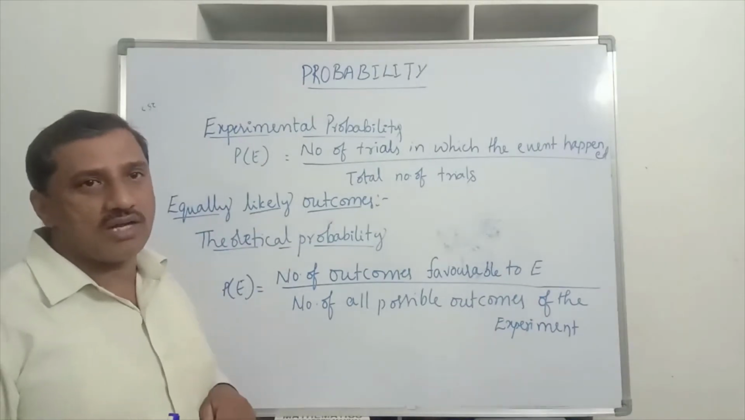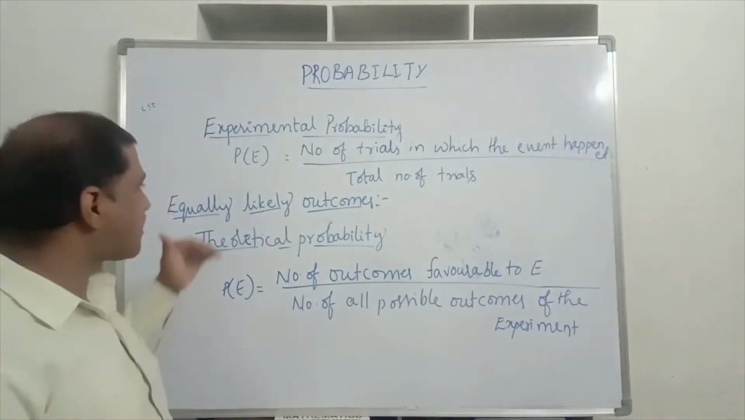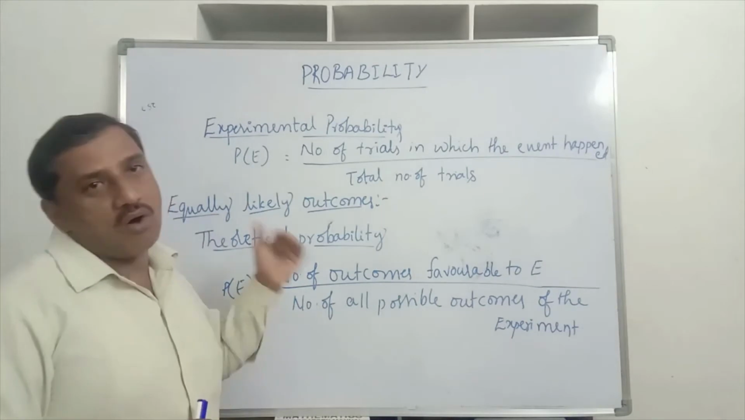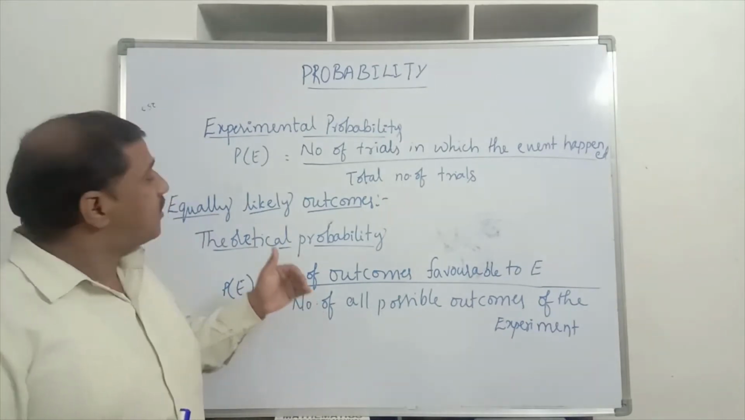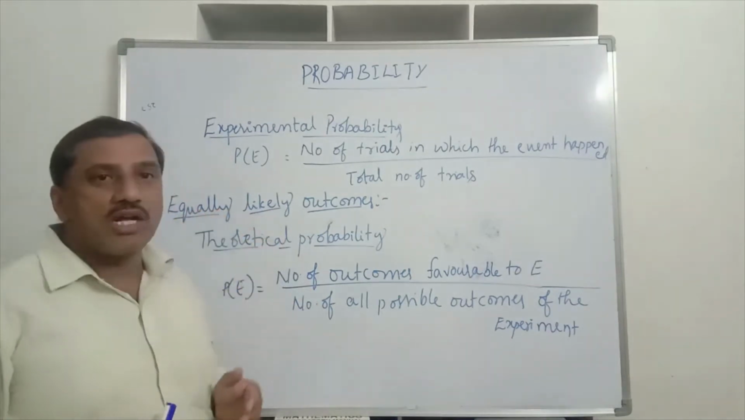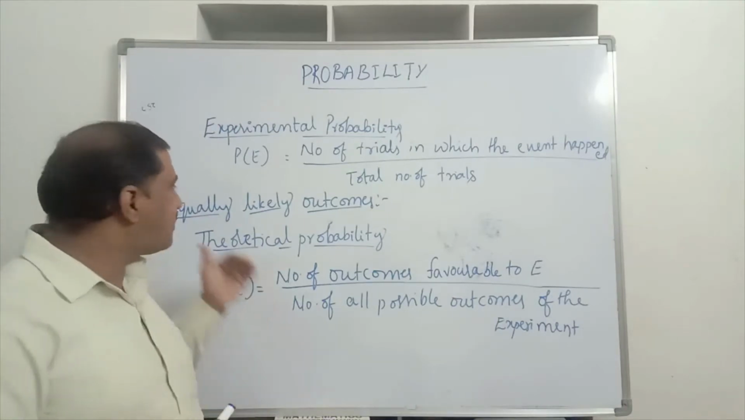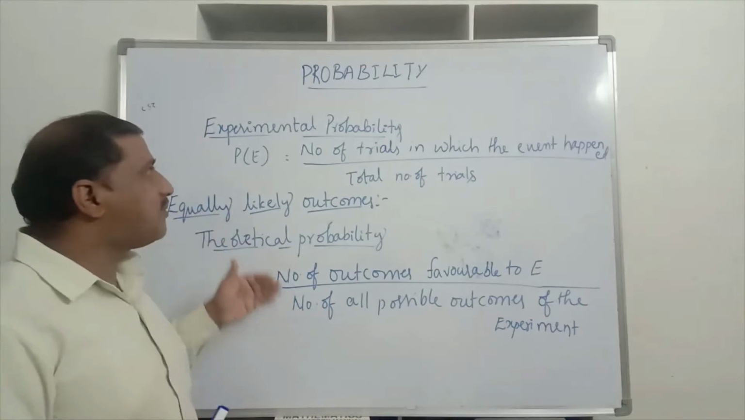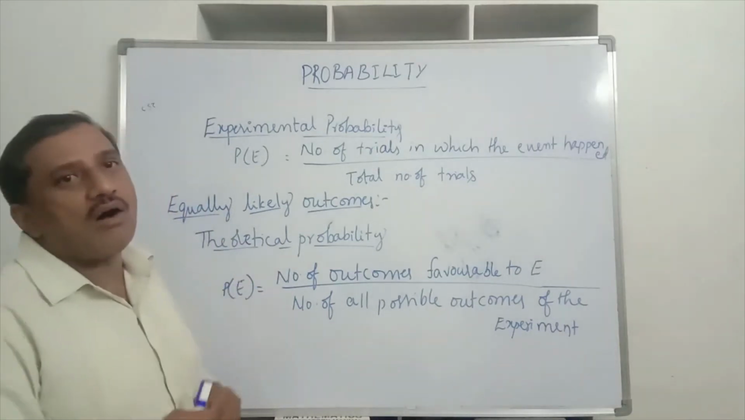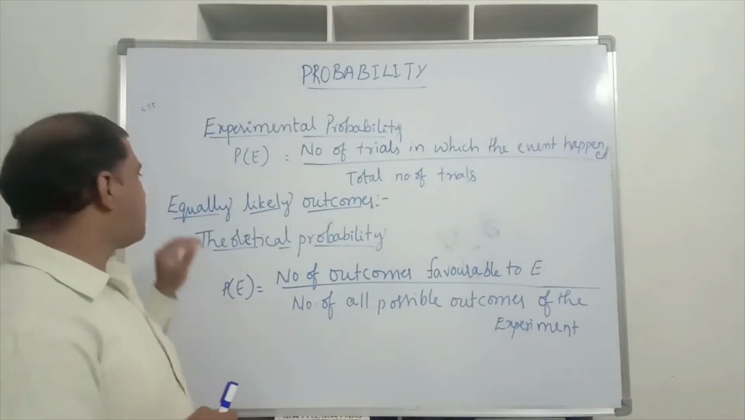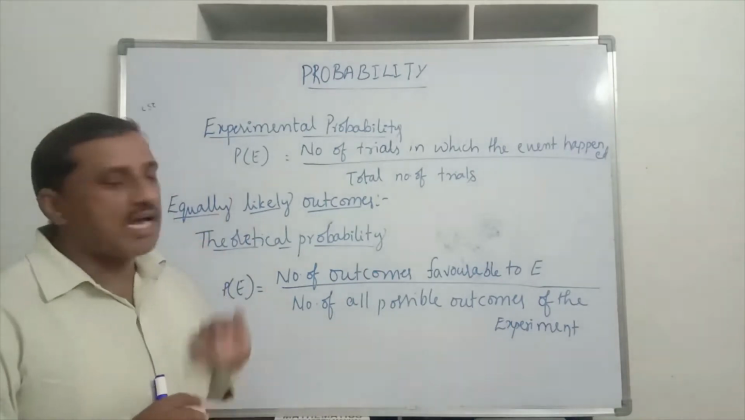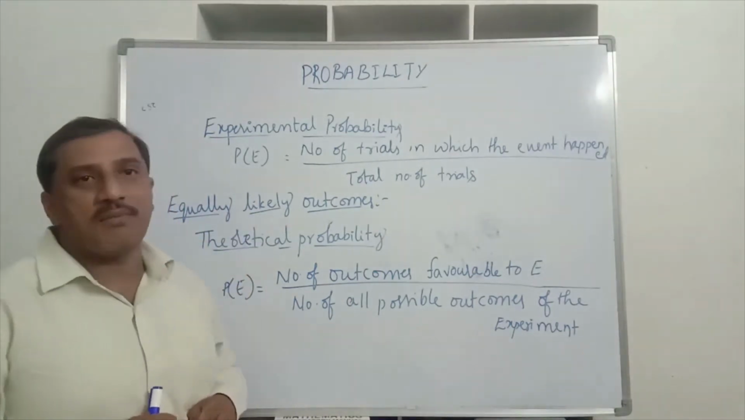What do we call those outcomes? Equally likely outcomes. An example, as I said, is when you throw a coin, getting a head or getting a tail is an equally likely outcome. In our 10th standard, we assume all outcomes are equally likely, and we will find the theoretical probability.